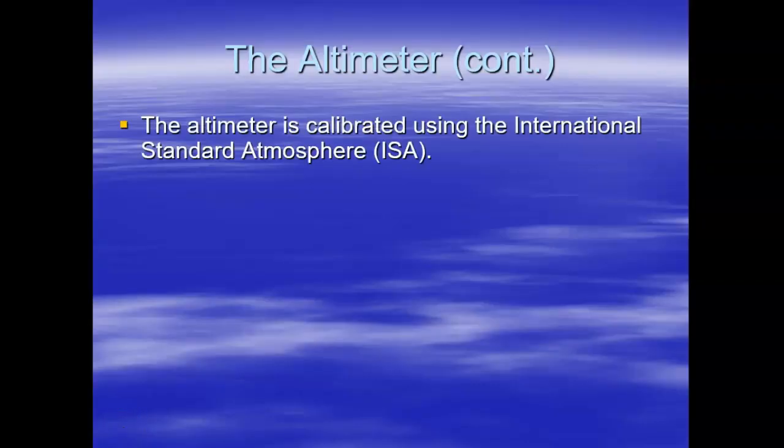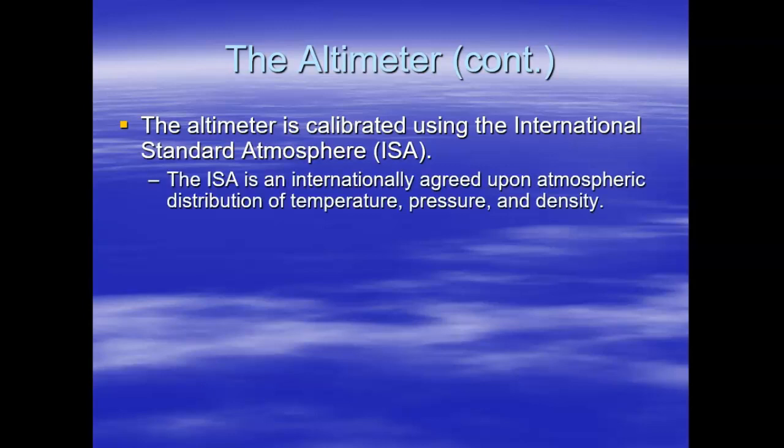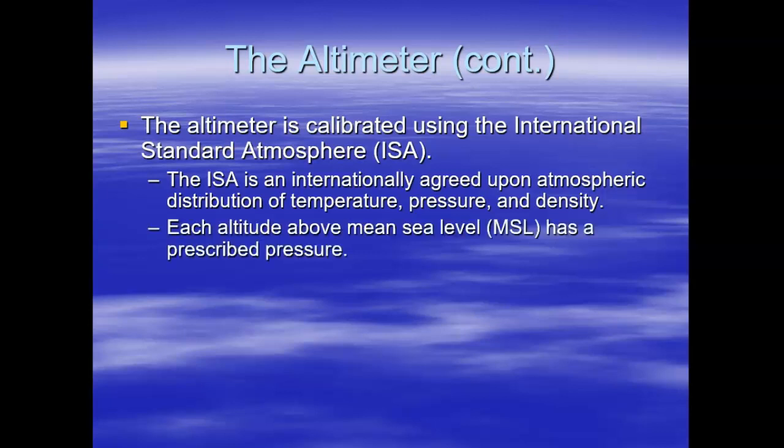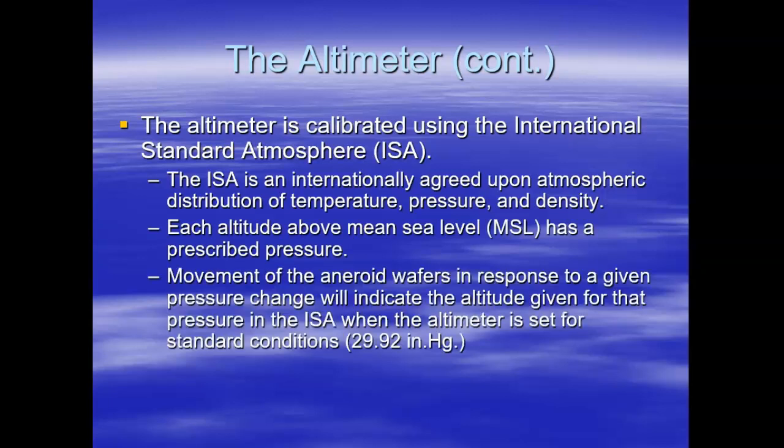The altimeter is calibrated using ISA, or the International Standard Atmosphere. ISA, again, is an internationally agreed upon atmospheric distribution of temperature, pressure, and density. And each altitude above mean sea level has a prescribed pressure.